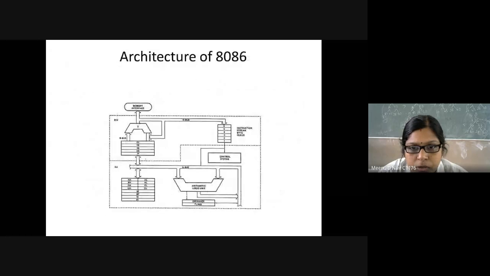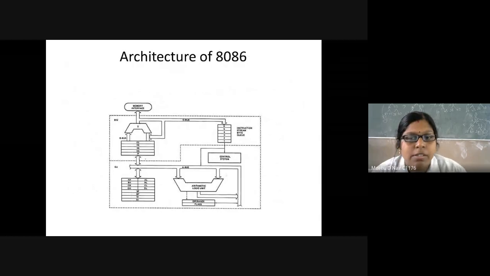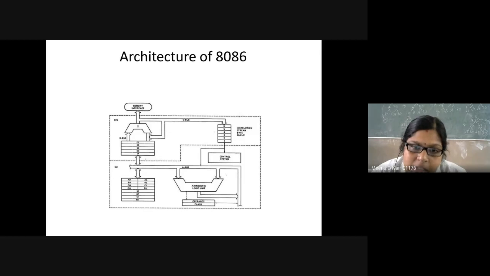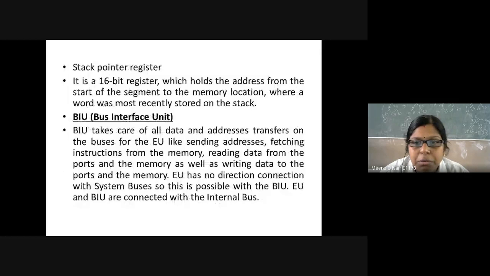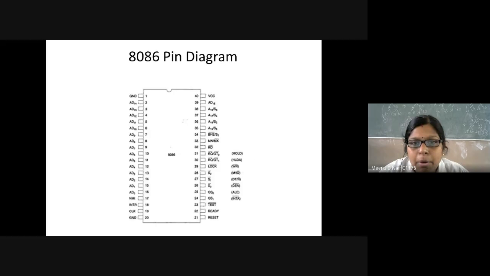So you have to draw the diagram as well as give the explanation, right? That is about the architecture. You have to explain each and every point. Next, we have seen the 8086 pin diagram.